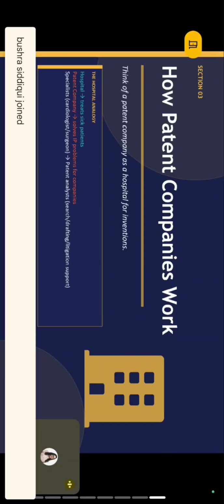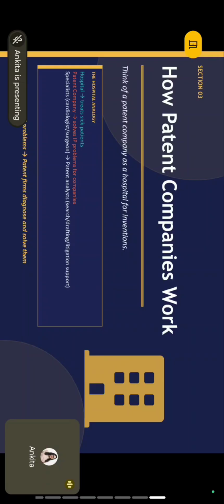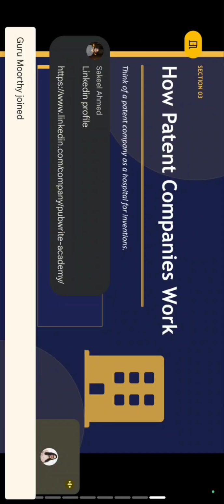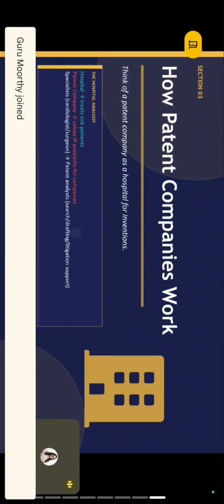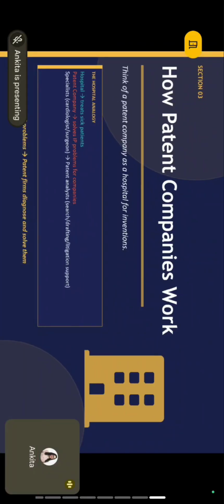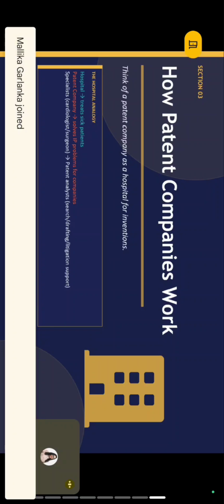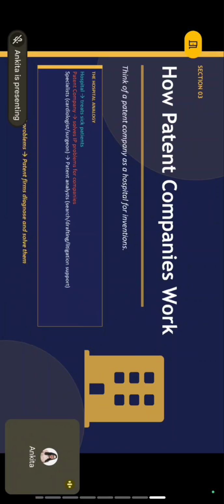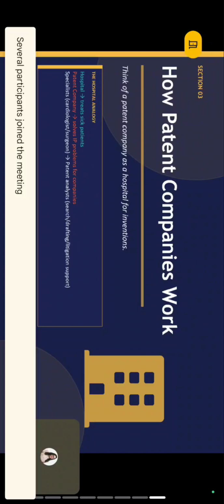Now the most important question is how patent companies work. Now you understand what the patent is, but who actually does all this work, who searches for patents, who writes them, and who fights over them in court, is also very important. And that's where patent companies come in. And I'll explain in a simple way to understand what they do.